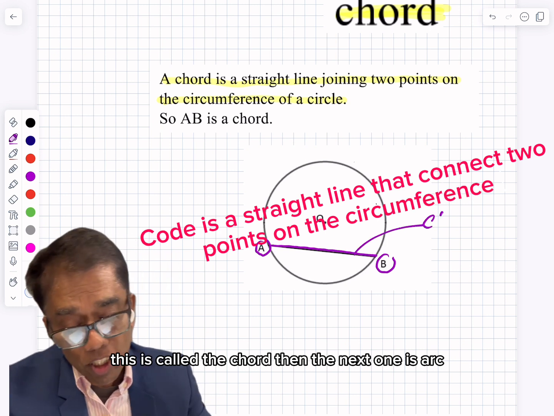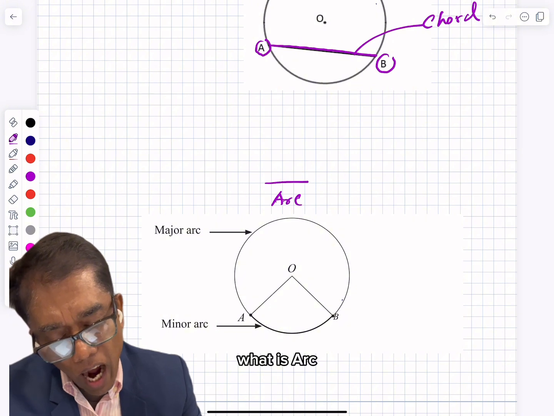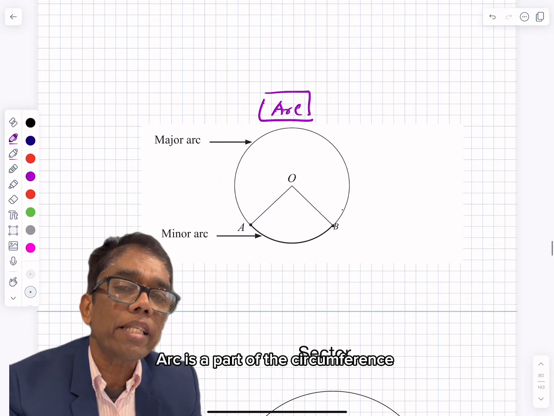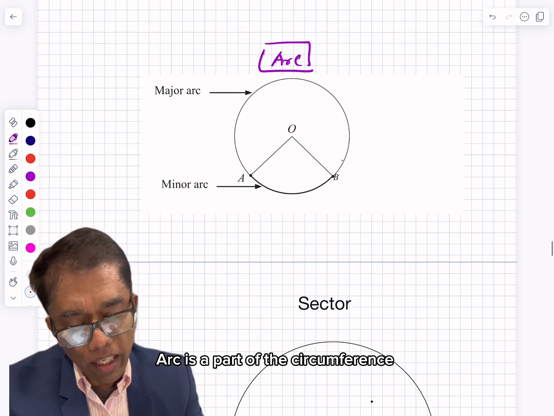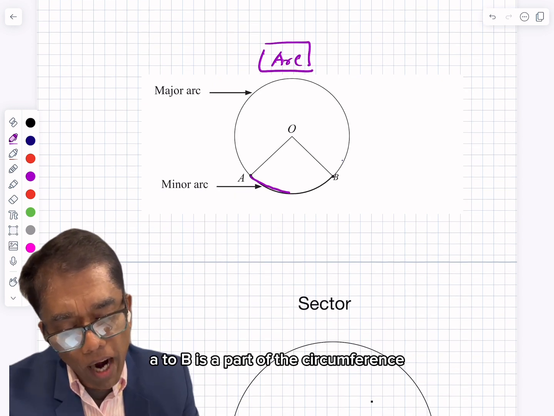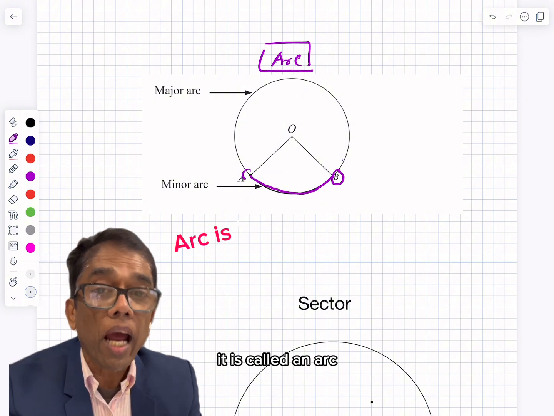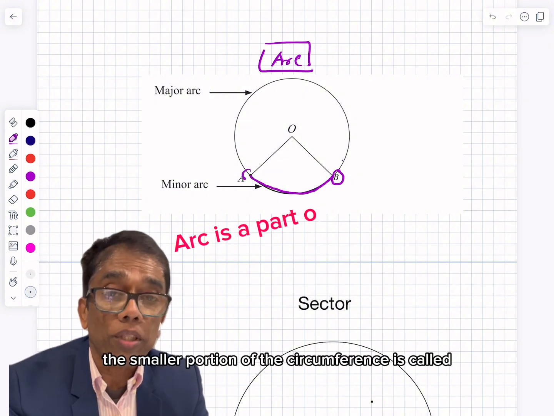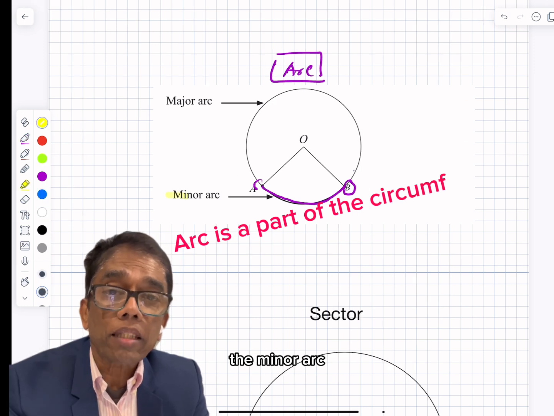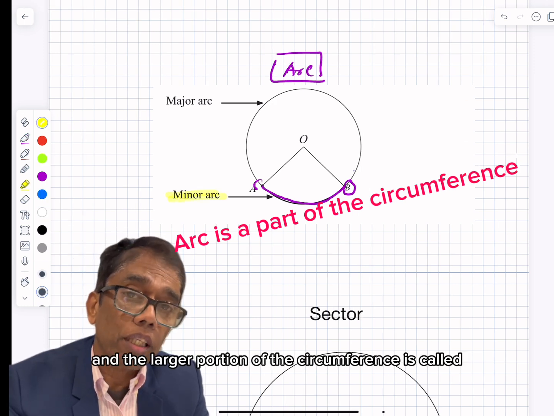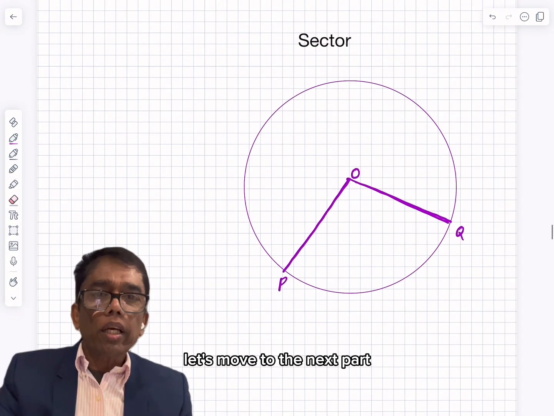Then the next one is the arc. What is an arc? An arc is a part of the circumference. Here A to B is a part of the circumference. It is called an arc. The smaller portion of the circumference is called the minor arc, and the larger portion of the circumference is called the major arc. Let's move to the next part.